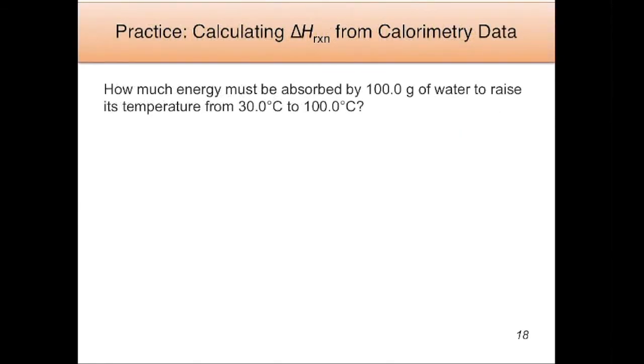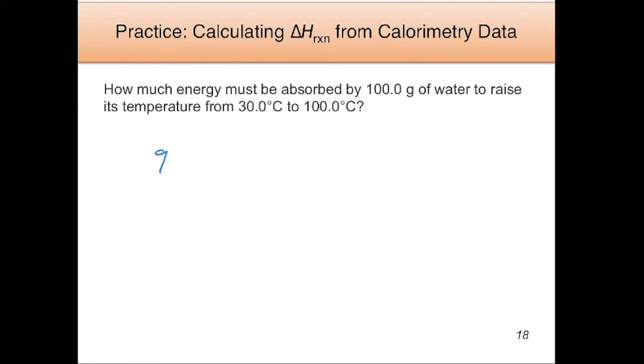Okay, so let's just go through a quick example. How much energy must be absorbed by 100 grams of water to raise its temperature from 30 degrees Celsius to 100 degrees Celsius? We need to recognize that we're not at a phase change, so we don't need to worry about delta H fusion. We're asked how much energy, so we're going to need to figure out what Q is.